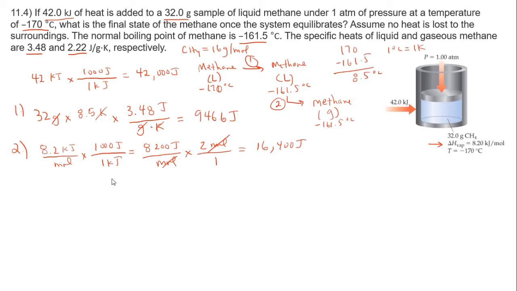We've used 946 joules for the first step and 16,000 joules for the second step. We want to see what energy we have left, and that energy is going to go to the final temperature change. We started with 42,000 joules. In the first step we used 946.6 joules, and in the second step we used 16,400 joules. So at the end of the day we still have approximately 24,653.4 joules left. We have some energy left to do some work, and that work is going to increase the temperature of our sample of methane gas.